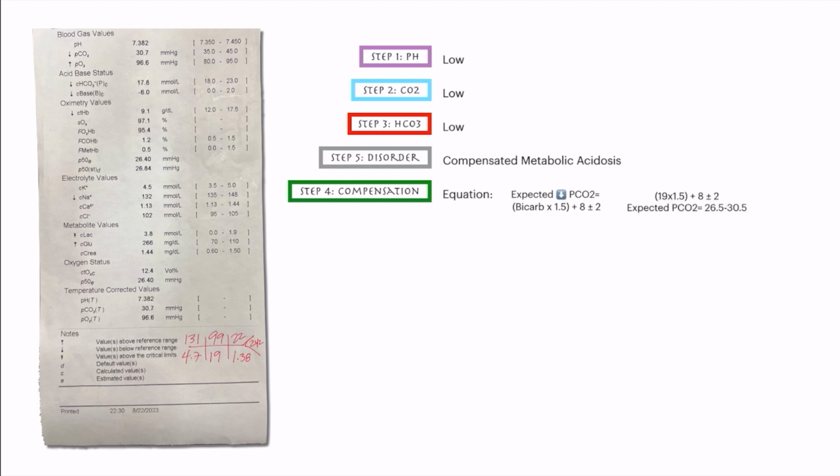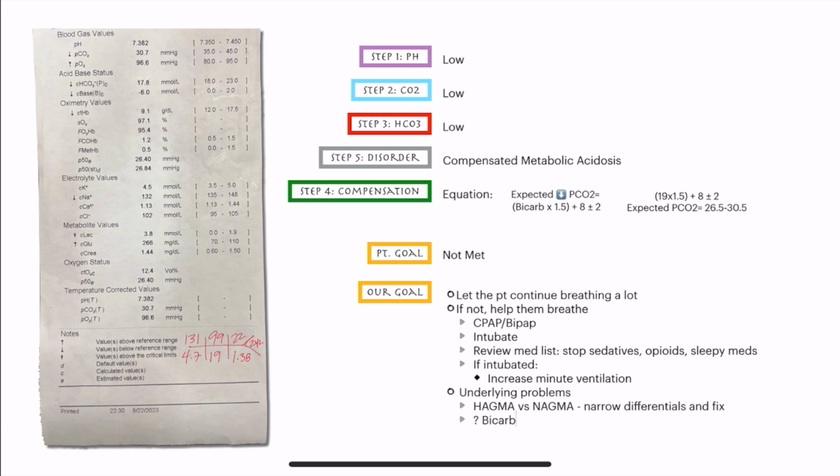And the question is, is the patient doing what they need to do to get within that range? Are they hitting that 26 to 30 mark? They're not. So even though they've compensated, something else is happening. Their body's not doing what it needs to do. So what do we want to do to kind of help the situation out?